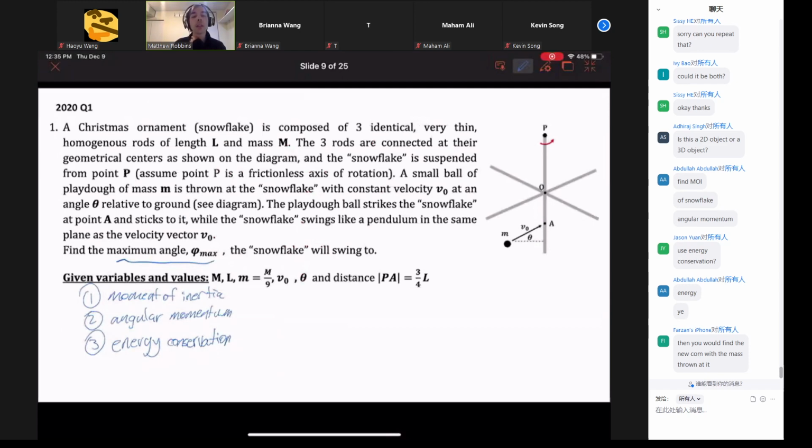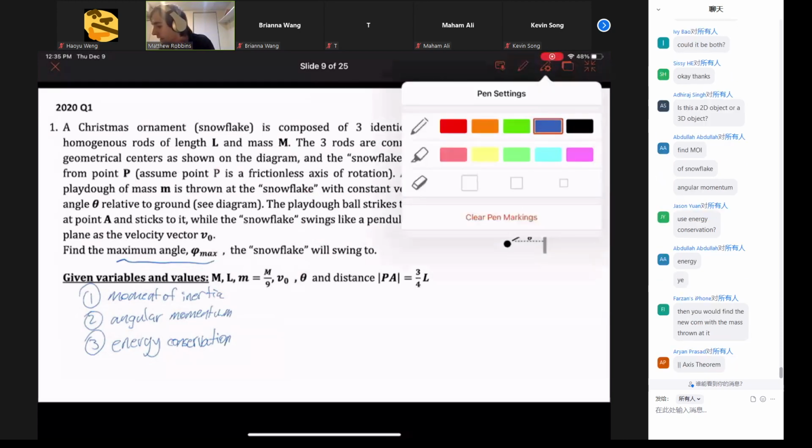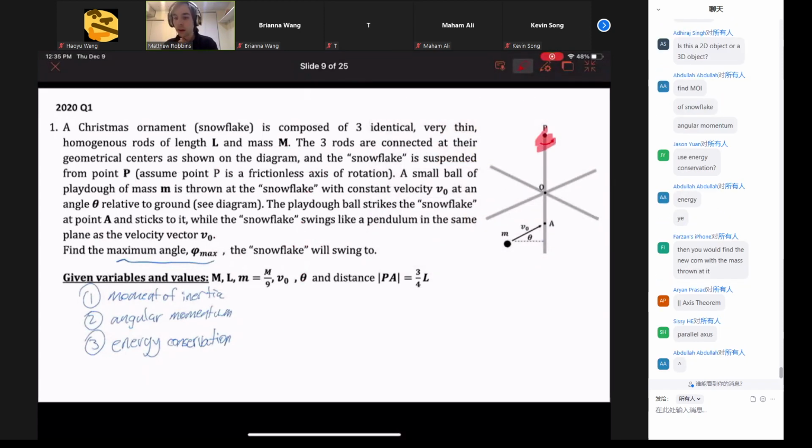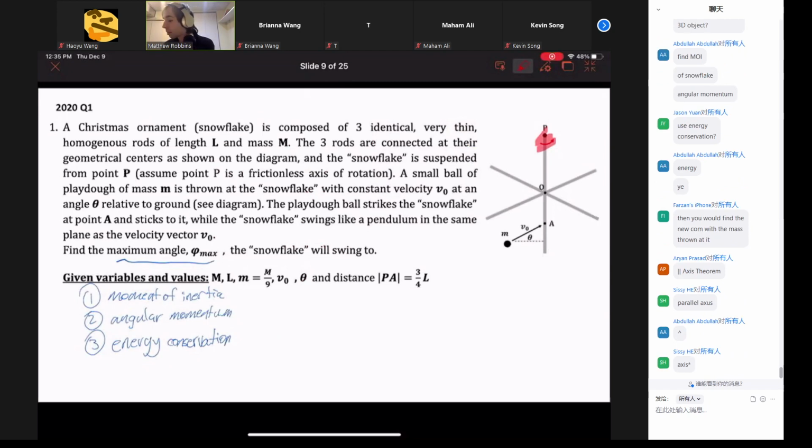Right, so how would I calculate the moment of inertia of the rod? What I want is the moment of inertia about this point P. Right, so parallel axis theorem, yes. Let's see. There we go. Right, so how would I use the parallel axis theorem? I have 3 rods, and I need to apply the parallel axis theorem somehow. How would I do that?